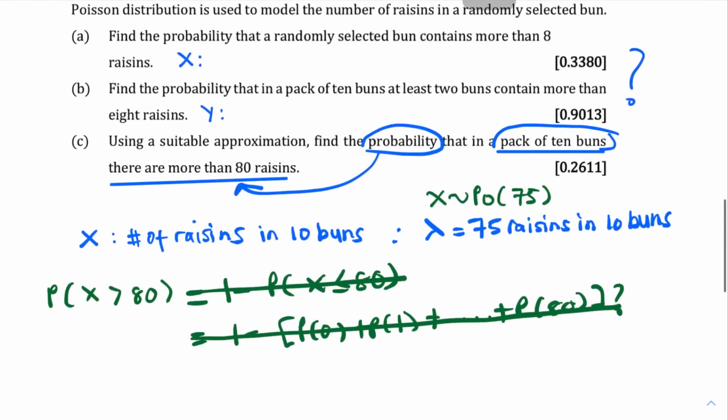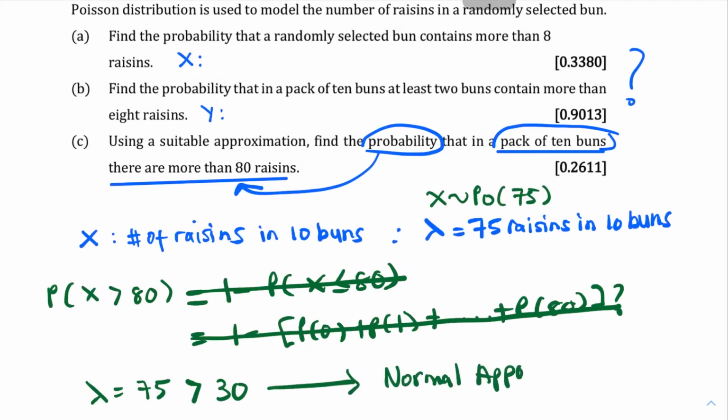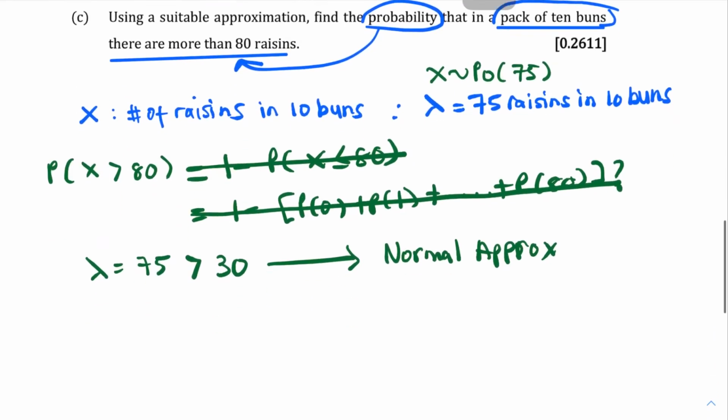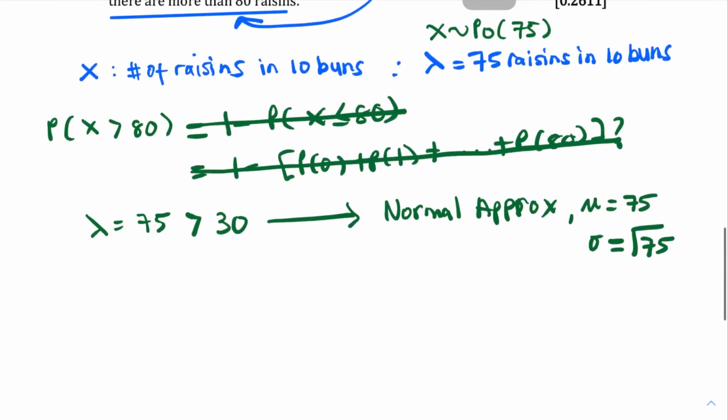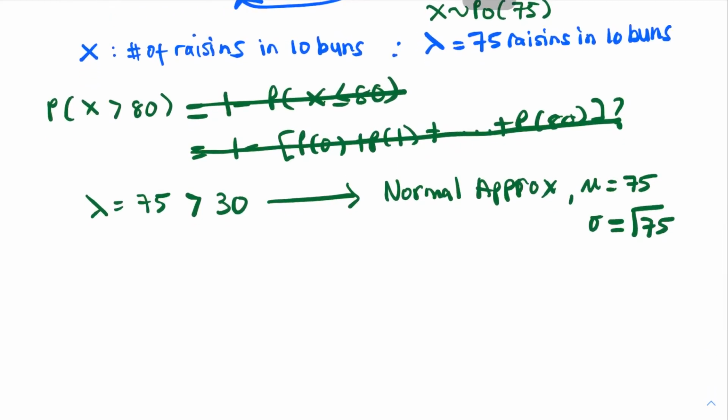It's not practical for you to use this. So straight away you say that your lambda is 75, which is much greater than 30. So you can use normal approximation, where your lambda is your mean, which is 75, and your standard deviation sigma is the square root of 75.